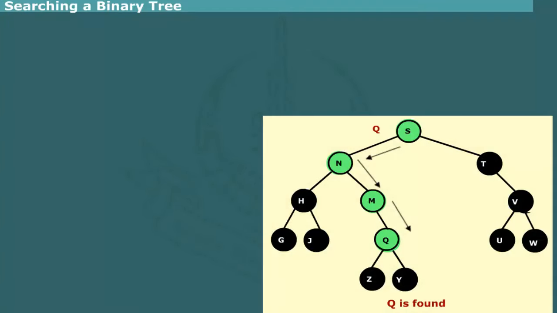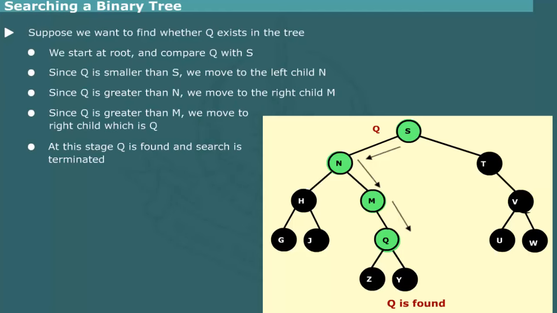Example. Consider, for example, a binary tree shown in the figure. Suppose we want to know if a node with key value Q exists in the tree. We start with the root node and compare Q to key value S. Since Q is less than S, we proceed to the left child, which has key N. Since Q is greater than N, we move to the right child, which has key M. Since Q is greater than M, we descend to the right child, which has the matching key. The search is finished.